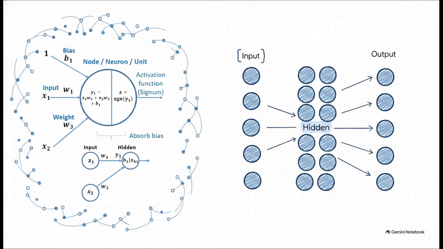But of course, a single atom doesn't make a complex organism. To build those massive, sprawling networks, engineers simplify this model by absorbing the bias directly into the neuron itself. This gives us a really clean, stackable building block. Once we do this, we can easily stack networks with distinct structures: an input layer where the data enters, a hidden layer where the complex processing happens, and an output layer that delivers the final decision.